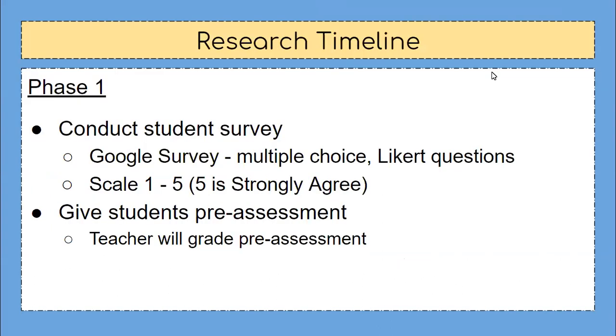So when I started doing my research, I started in phase 1. I just conducted a survey through Google using multiple choice or Likert questions. And Likert questions are the types of questions that are on a scale from 1 to 5, where 5 is strongly agree, and then 1 would be strongly disagree. And then in addition to the survey, I also gave students a pre-assessment that told me where they were in terms of writing a mathematical argument.